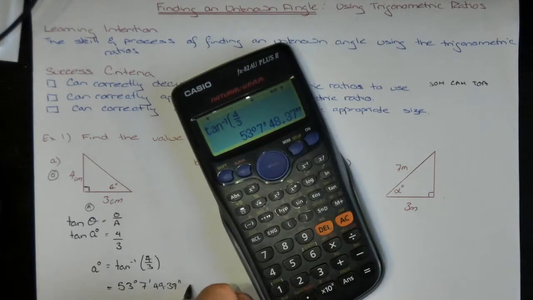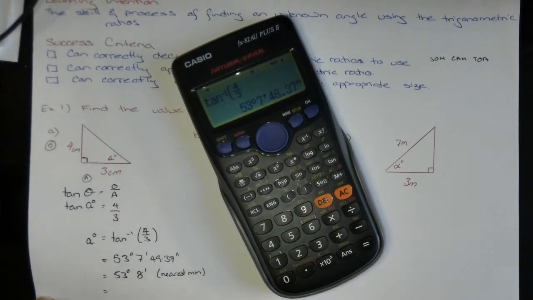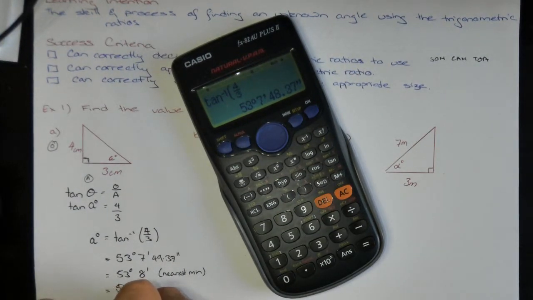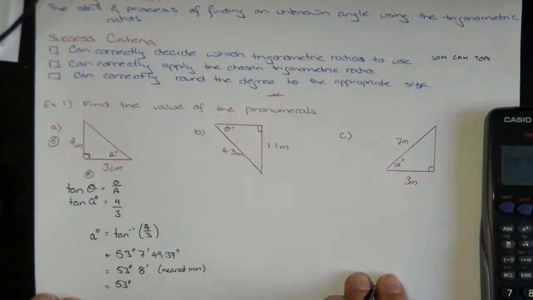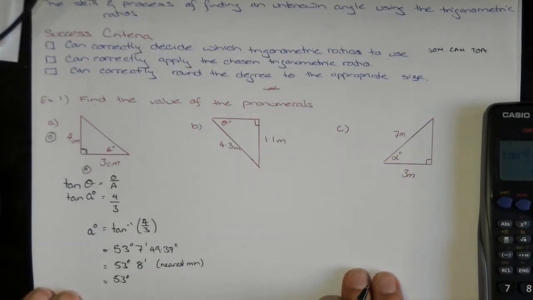So if I want it to the nearest minute, I look at that. That's higher than 30, so I round up to 8 minutes. This is to the nearest minute. And if I want it to the nearest degree, I look at my minutes. 7 minutes is not bigger than 30, so I round down. So I stay at 53 degrees. Okay, so let's look at the next example.